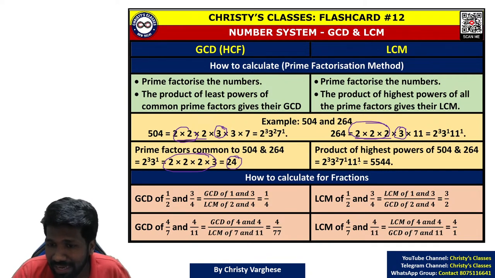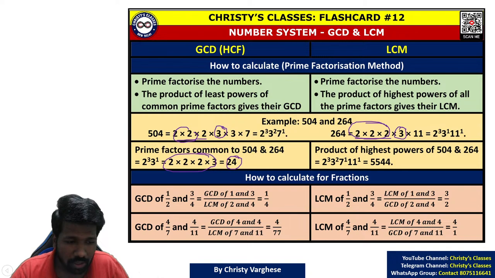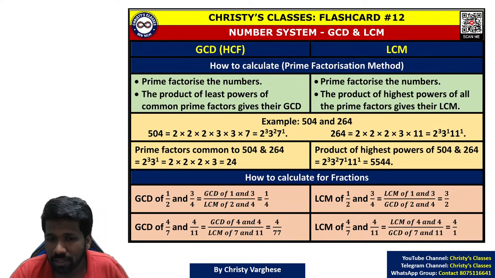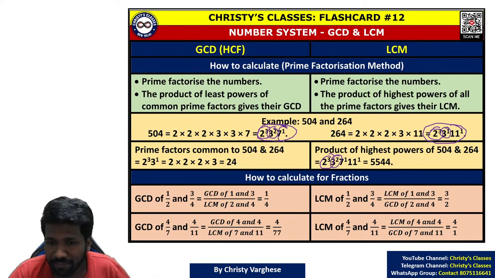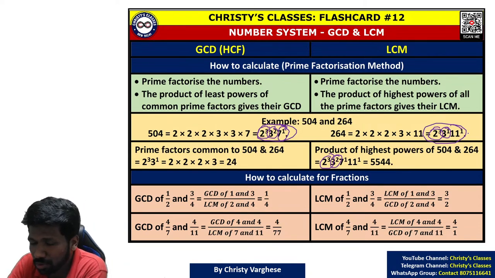But in the case of least common multiple, you have to take the highest powers. In this expression and this expression, if you check, 2 cube and 2 cube, so the highest power is also 2 cube. 3 raised to 2 and 3 raised to 1, the highest power is 3 raised to 2, so take 3 raised to 2. For 7, raised to 1 in one and absent in the other, so take 7 raised to 1.